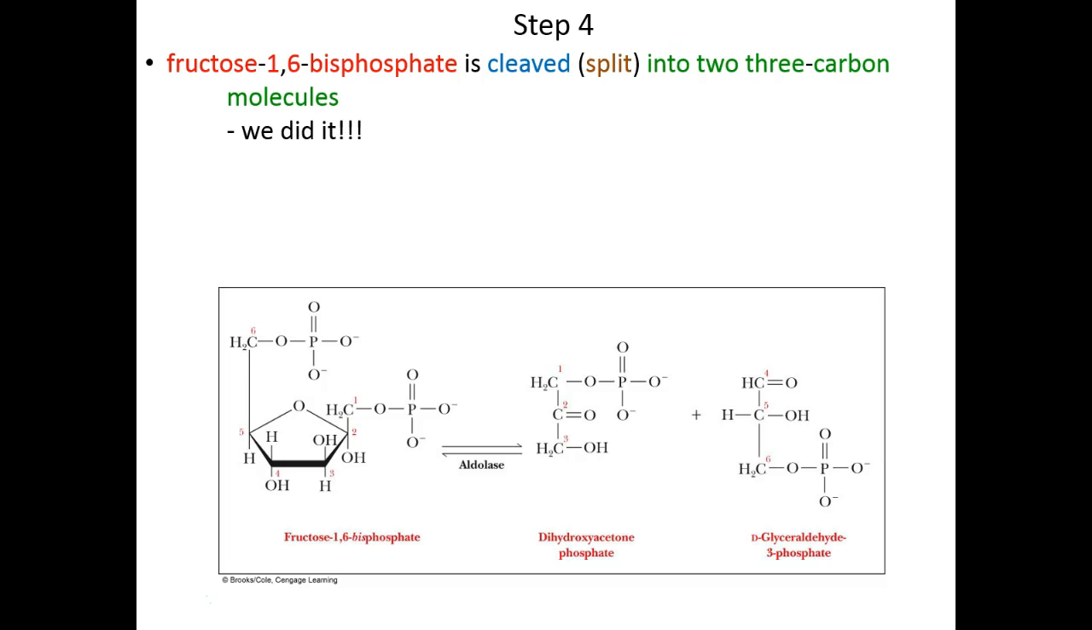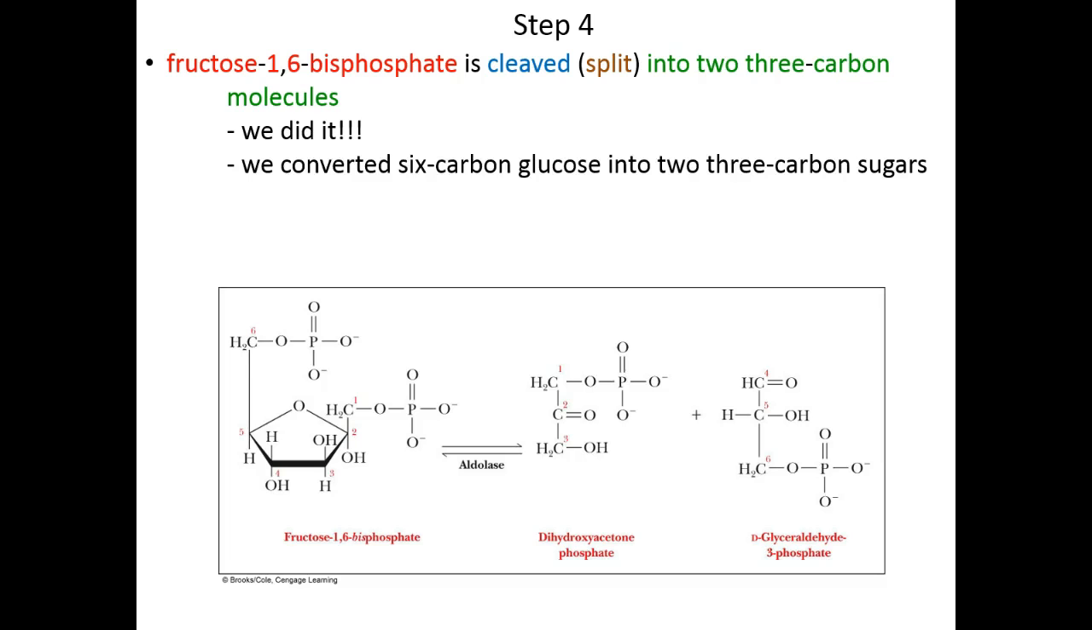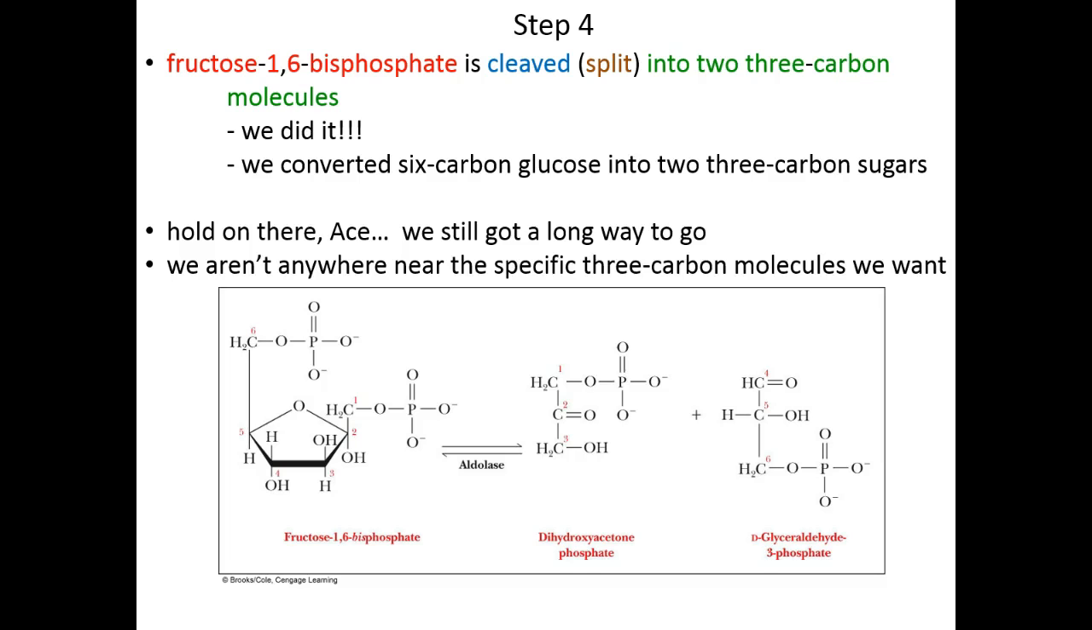And if you think about it, we did it, right? I've been telling you all along we wanted to take glucose, a 6-carbon sugar, and convert it into 2 3-carbon sugars. And we just did that. We're done. But no, don't get ahead of yourself. We're not done yet. We have a long way to go. We said that we need to turn glucose, a 6-carbon molecule, into 2 molecules of pyruvate, which has 3 carbons each, and we are a long way from pyruvate.